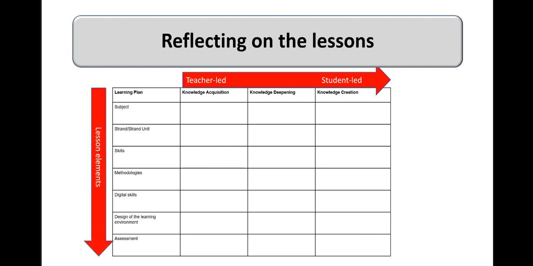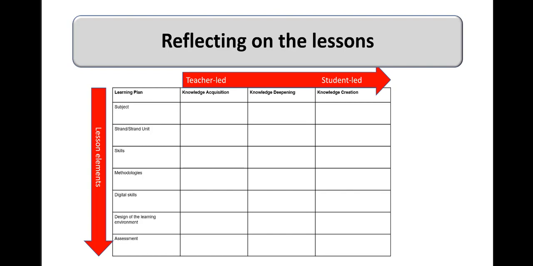Next, look at the lesson elements. Look at them for each individual lesson and then look at them as part of the whole. Did the subject matter change along with the lesson trajectory? Did the students encounter a range of different subjects as they moved through the stages? Consider the strands and strand units. In relation to the curriculum, were the students experiencing more and more objectives from different subjects as the lessons progressed?